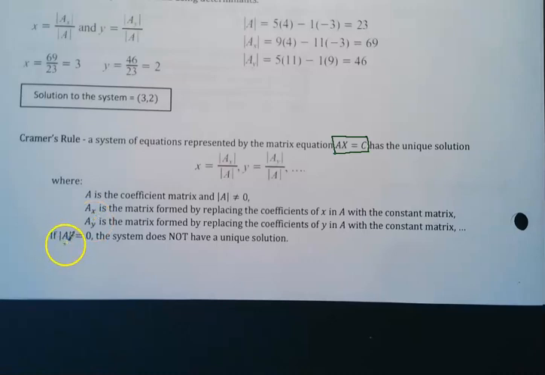If the determinant of the matrix equals 0, the system does not have a unique solution. Okay, that's important. If your determinant of A equals 0, it does not have a unique solution. So you are finished with that.